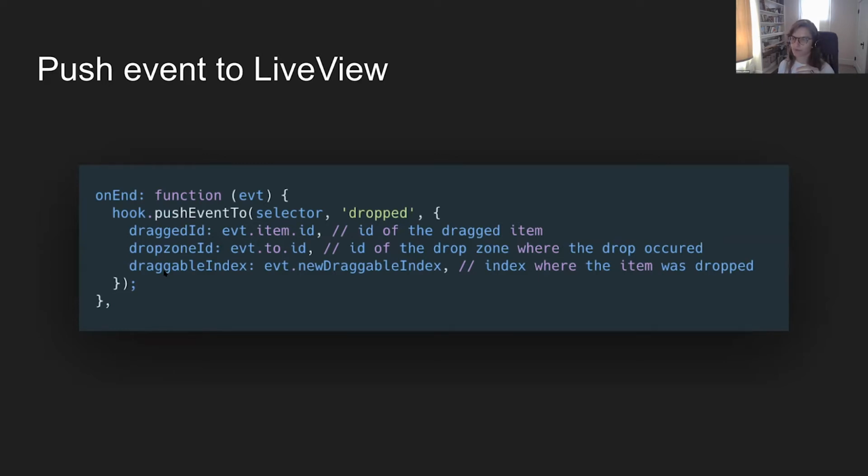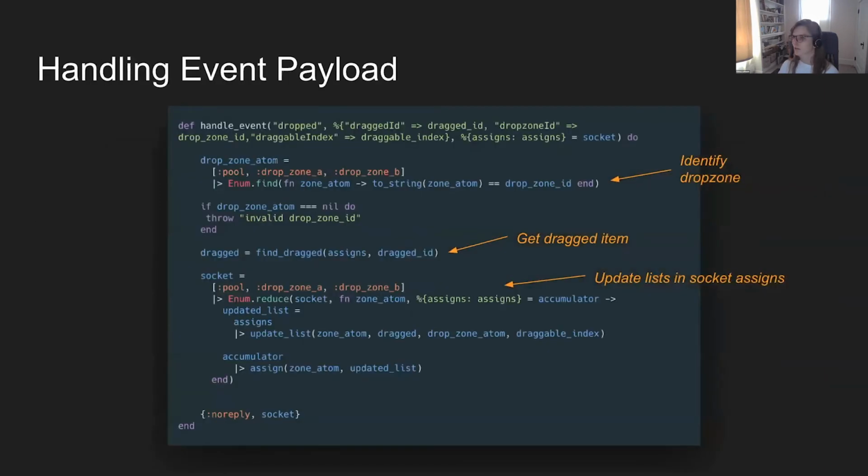So once it's dropped in the drop zone, was it dropped at the top of the drop zone? Was it dropped after everything else, somewhere in the middle? That's what we'll use this ID for. So we'll do push event 2, and that'll push it to our page. And then you can see in our handle event, I've just went ahead and added our dragged ID, drop zone ID, and draggable index to the handle event function. I'm just using pattern matching here to get them right out of the payload in the function declaration.